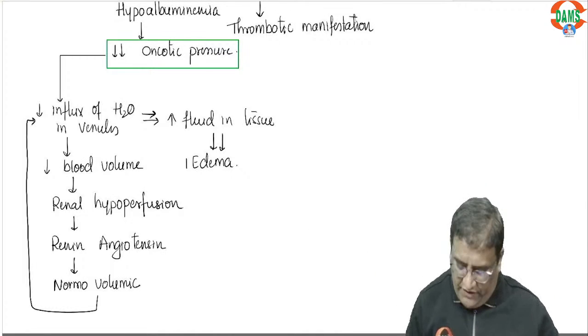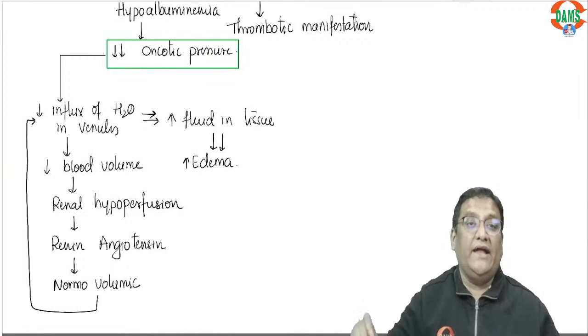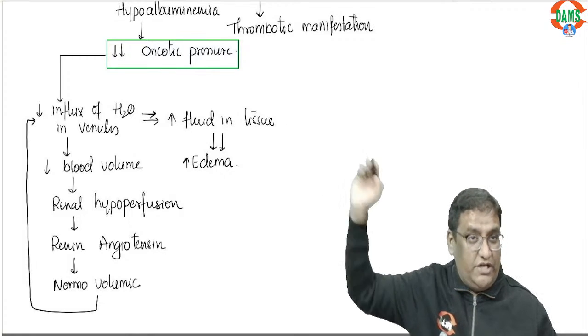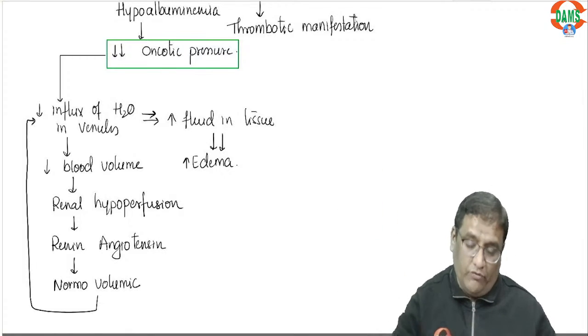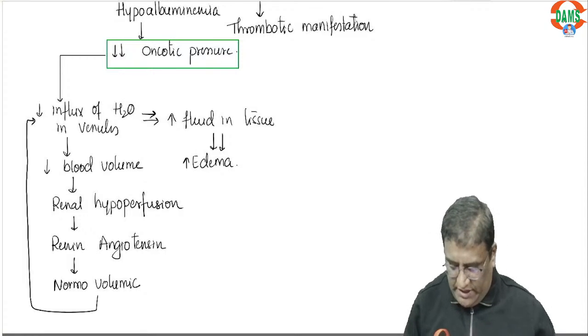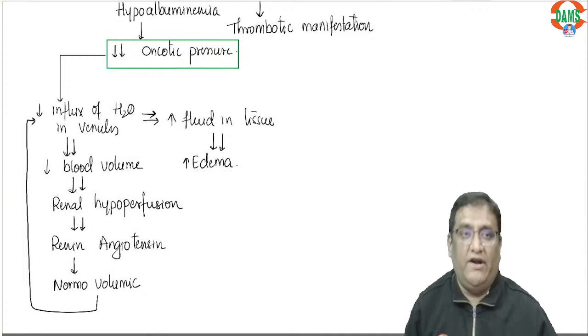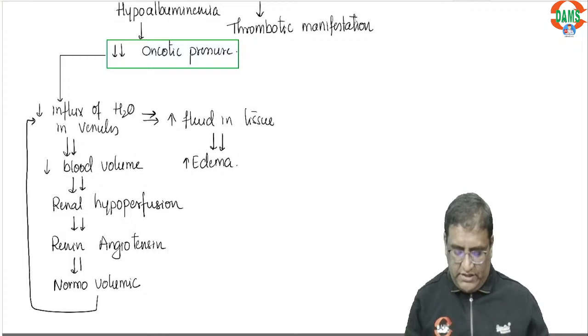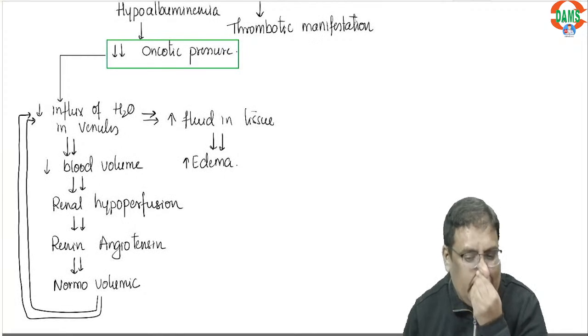So again, if it doesn't come back, then again there will be what? More fluid left in the tissue. And again there will be what? Less blood in your intravascular volume. Again you activate RAS. Again what? So there is a vicious cycle of RAS activation.